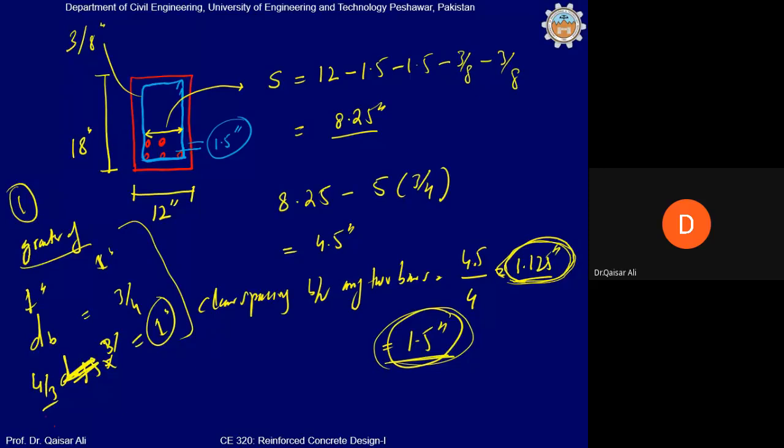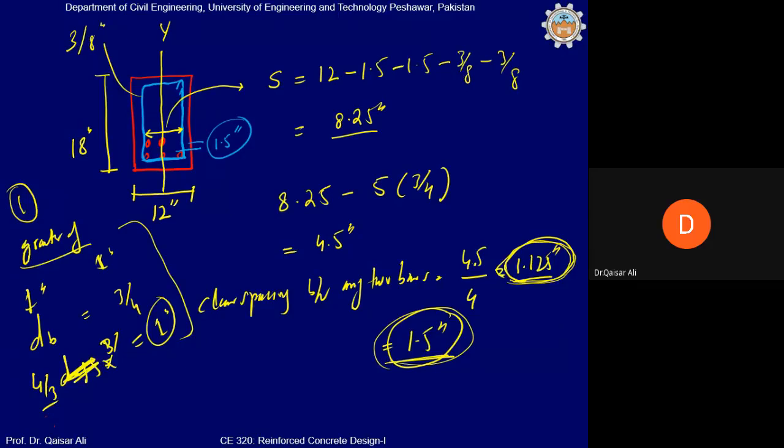But now there is a third rule. This is not allowed as per the code, because code says that if we draw the centroidal axis, vertical axis of this section, so as per code, the bars provided in the beam shall be symmetric about this axis. Clear?